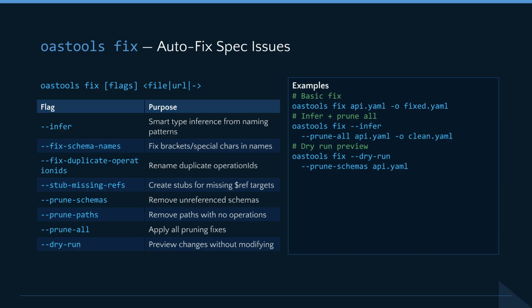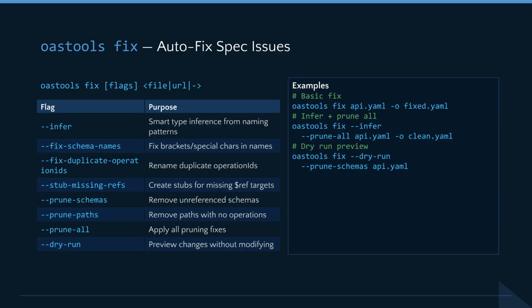Auto-fix spec issues. The fix command is incredibly useful for cleaning up specs that come from code generators or API gateways. The most common fix is missing path parameters. When your spec defines a path like /users/{userID}, but doesn't declare the userID parameter. With --infer, OAS tools infers the type from the name. userID becomes integer, accountUUID becomes string with UUID format.